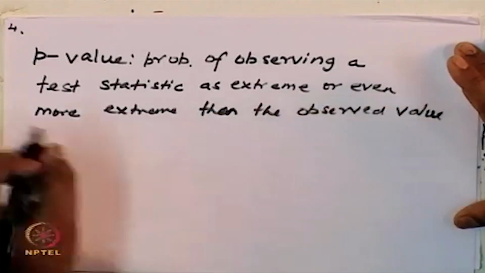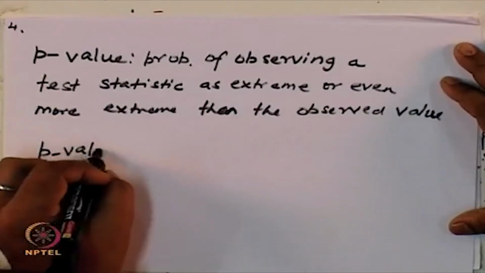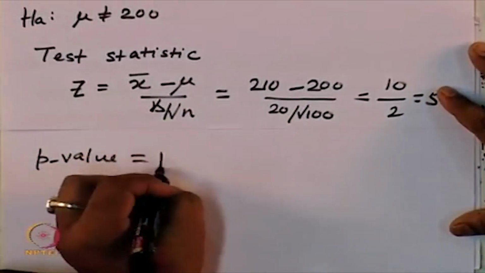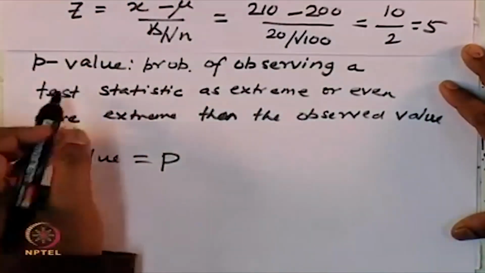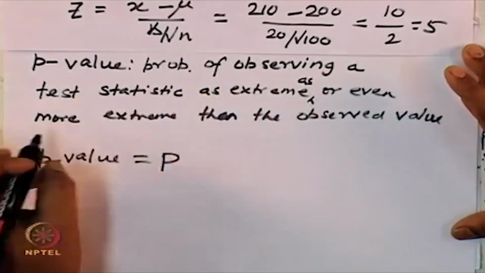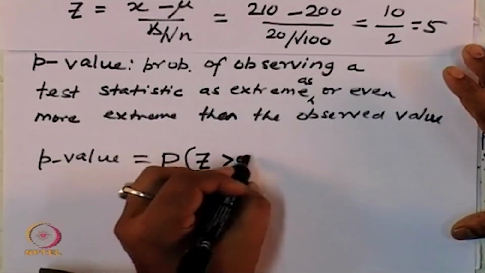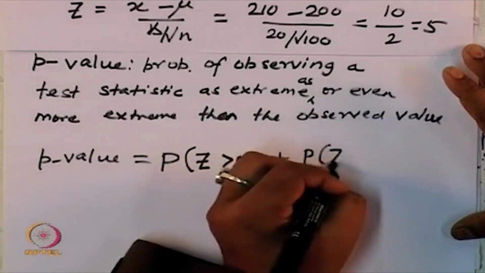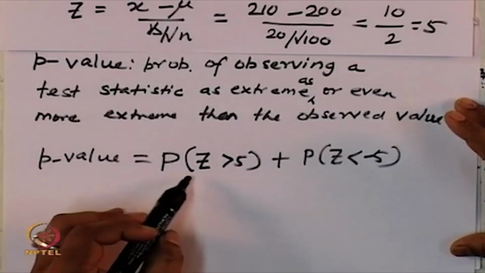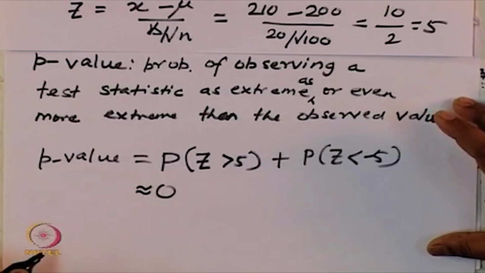So, our p value is nothing but a probability. I can calculate the p value as per this definition. In the above case I had obtained z equal to 5. My p value then becomes, the probability of observing a test statistic as extreme as or even more extreme than the observed value. So, p value is the probability of z greater than 5 or probability of z less than minus 5. For 5 standard deviations away this value will be negligible. So, for all practical purposes the p value is very close to 0.